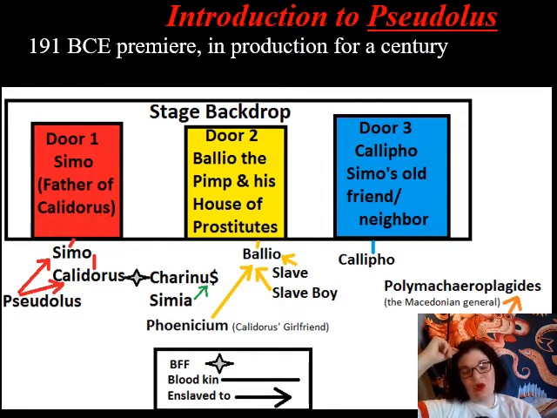Phoenician is one of several enslaved people owned by Ballio. Ballio is the pimp character. So he is an enslaver who buys people and then profits off of their sex labor. And he lives in a brothel that is next door to two families, Simo and Colifo, these two old dudes.